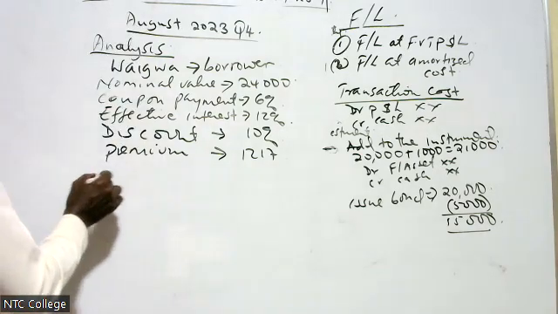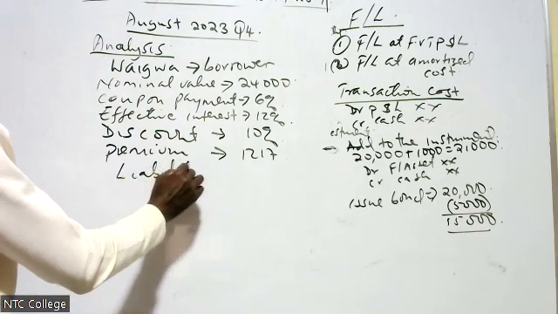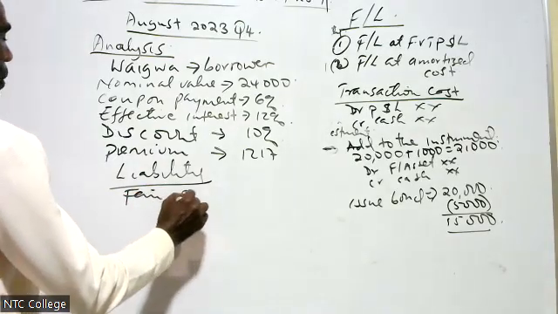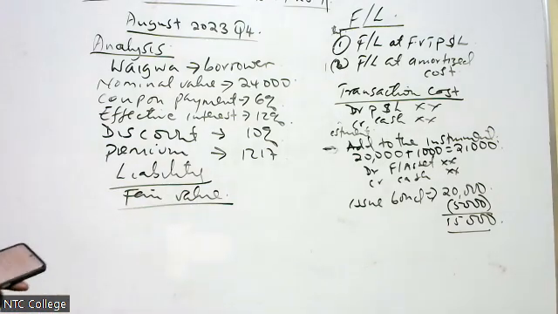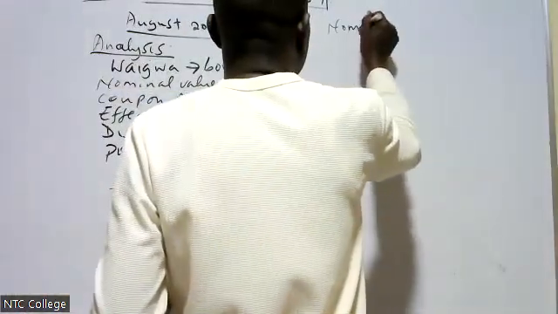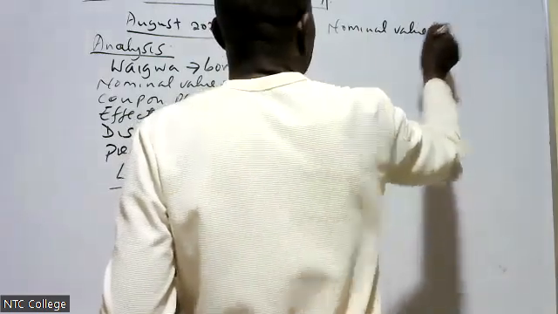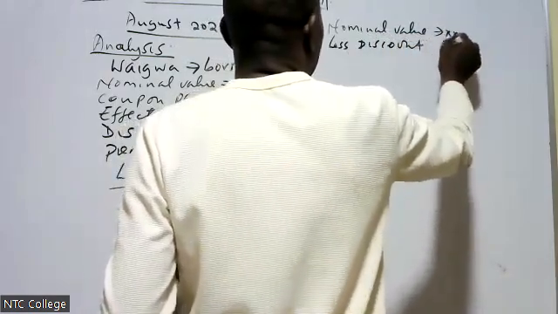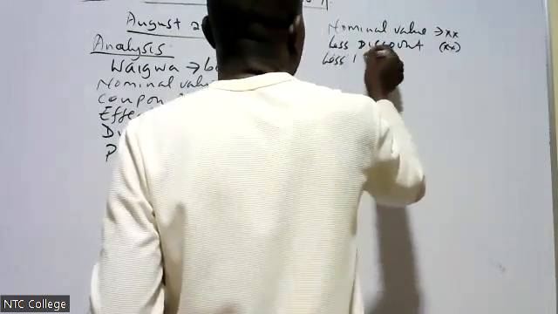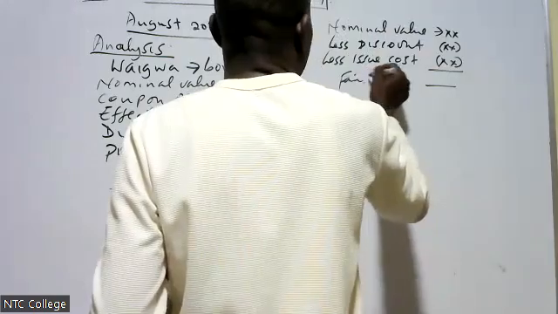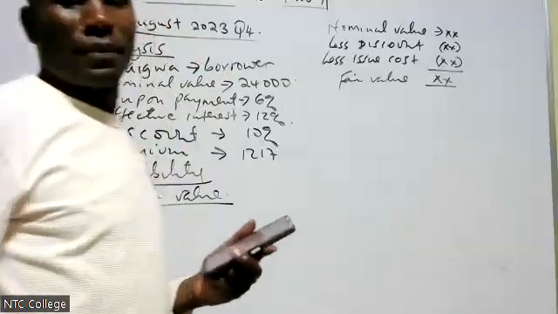Now, the first thing we need to look at, we know that this one is a liability. This is a liability because we issued. Then we need the fair value of the instrument. How do you get the fair value of the instrument? You take what we call the nominal value, then you less any discount, you also less issue cost or transaction cost, then you get the fair value.